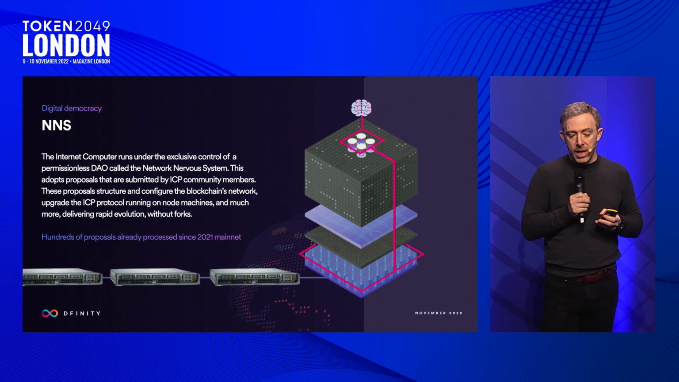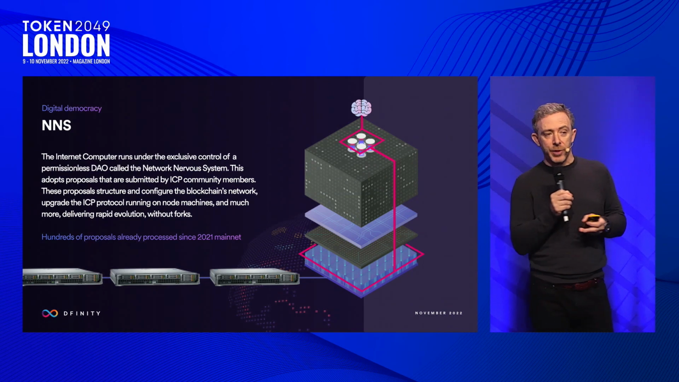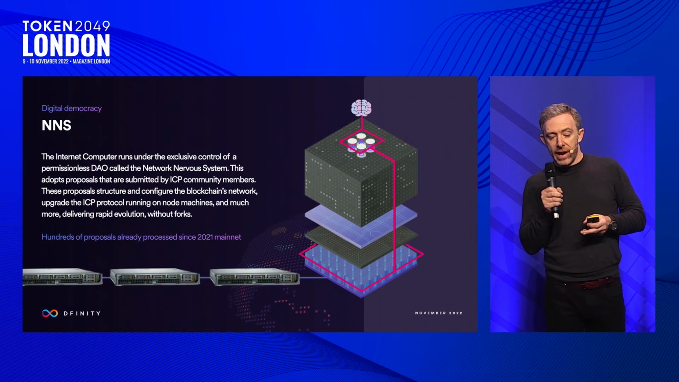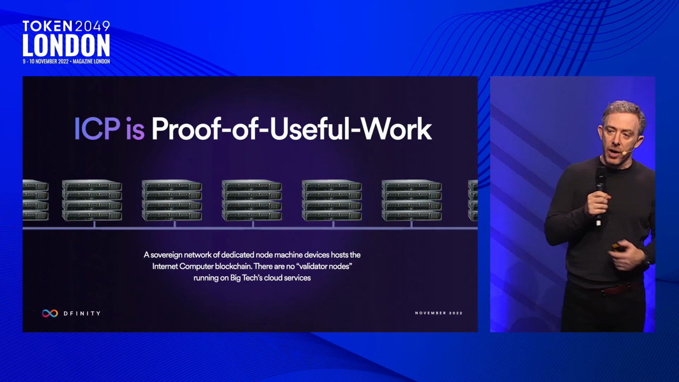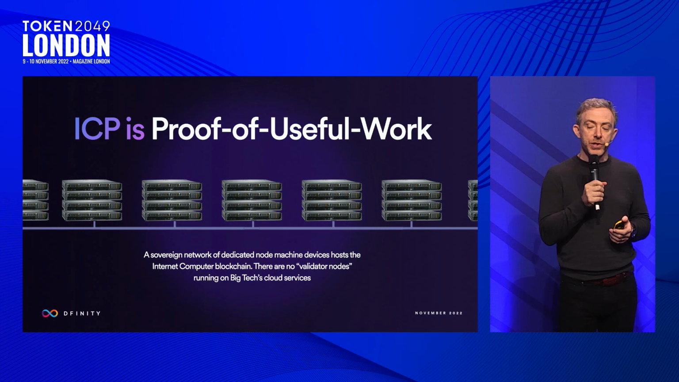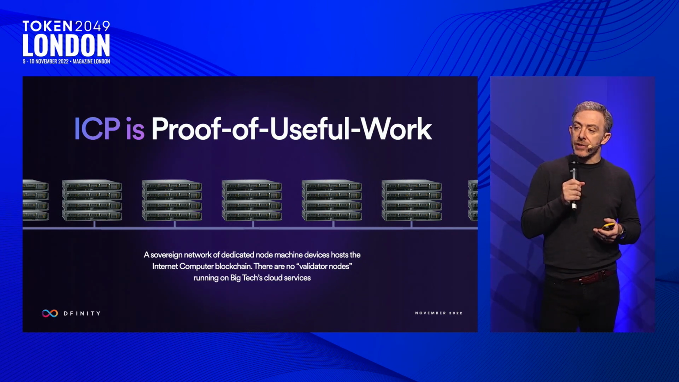Another aspect of the internet computer you may not be aware of is that it runs on a sovereign network of hardware. The network model is something called proof of useful work, which is very different to proof of stake.